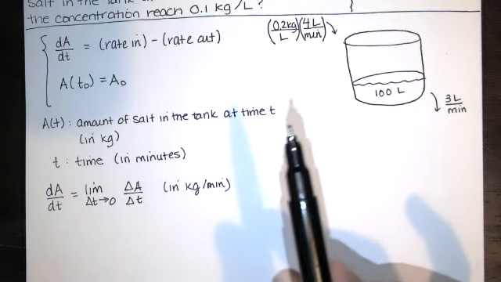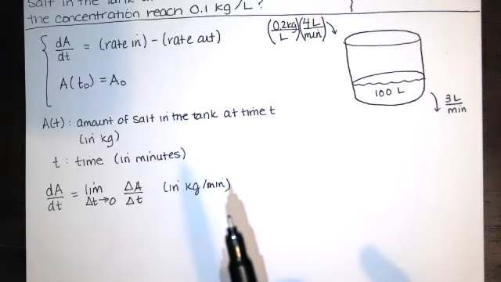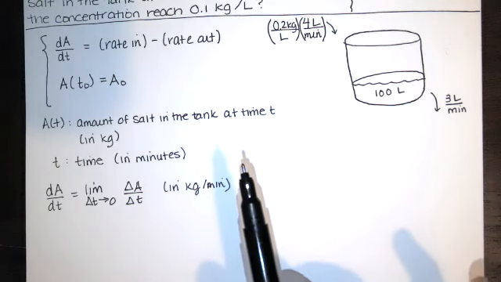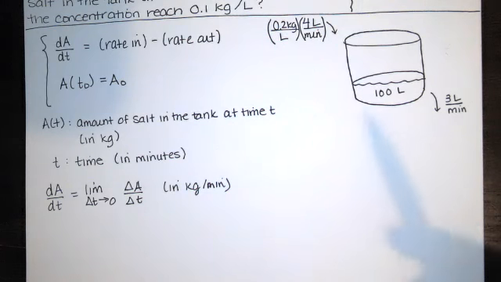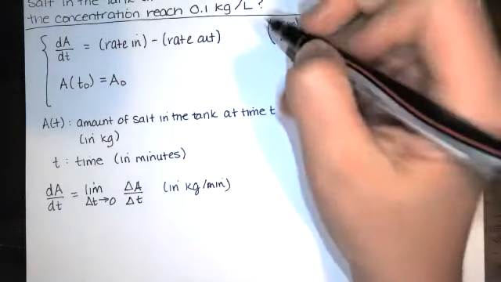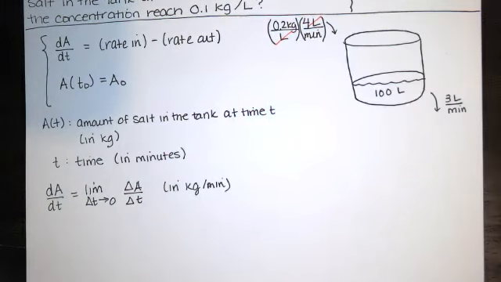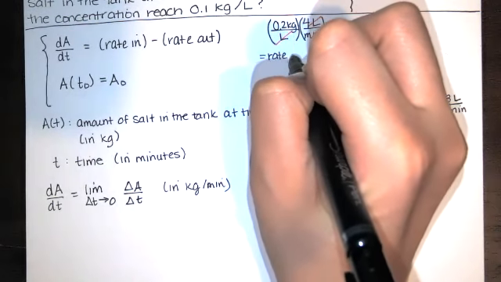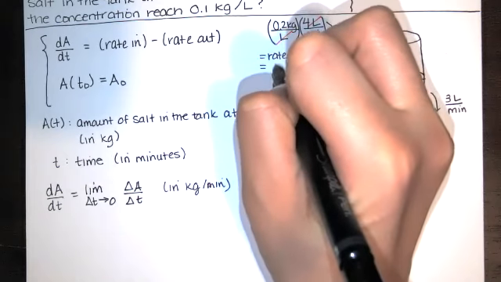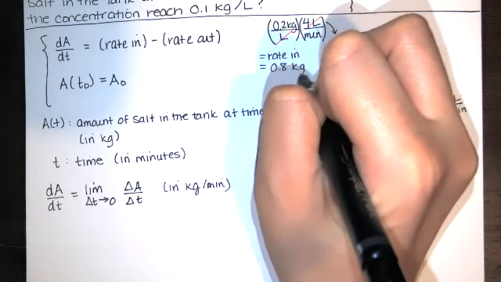So if I've got 4 liters entering and there are 0.2 kilograms in every liter, it makes sense that I would be adding 0.8 kilograms every minute. And that's exactly what you get. If you multiply these two together, the liters reduce and you end up with the rate in of 0.8 kilograms per minute.